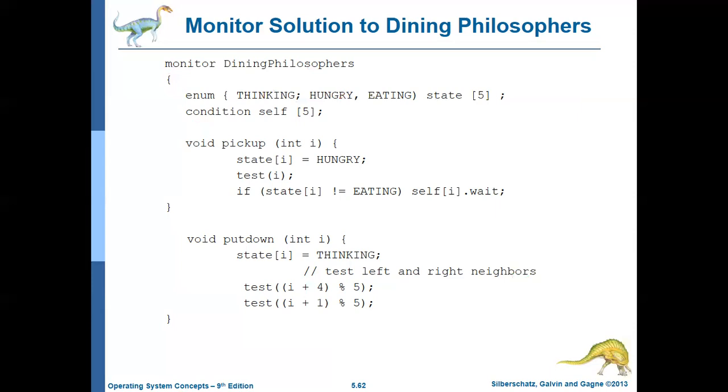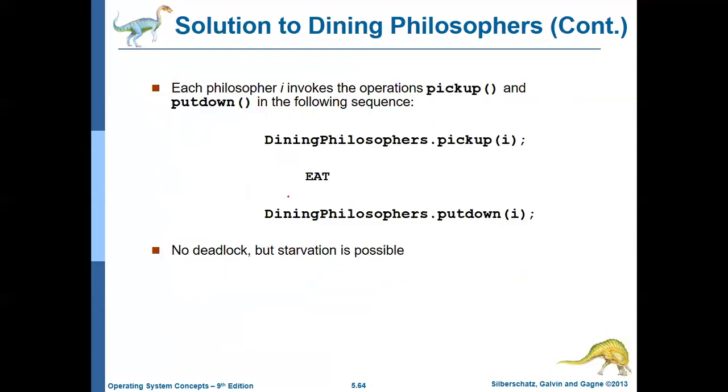Okay, now we have to look at the algorithms. That is, what are the conditions given here? This is pick up and put down. So these are the two basic functions that will be working.